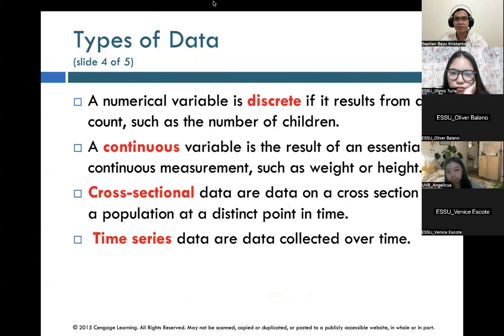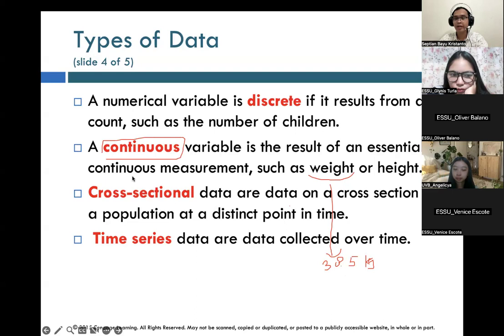For example, what is your height? Weight, maybe you can say 38.5 kilos. So we have a continuous number in decimals like this one. That's how to represent continuous variables.